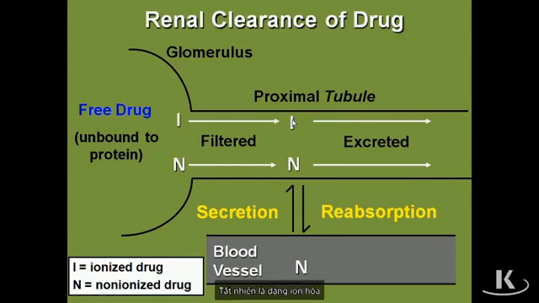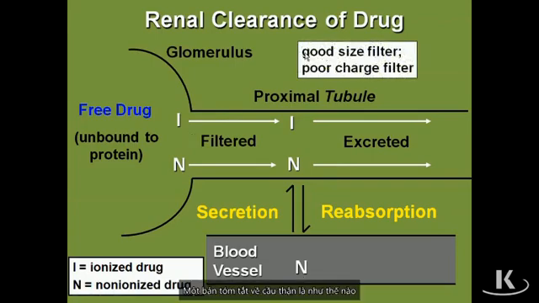The ionized form, of course, is trapped. It cannot cross membranes effectively, so in essence, it is likely to be excreted. The non-ionized form, however, is able to cross membranes, so it is the form that's going to undergo the processes of secretion and reabsorption. So that's a very important visual there for you. Remember, both forms can get filtered. A summary of the glomerulus is that it's a good size filter, but a poor charge filter. Again, to remind you about the size, drugs bound to plasma proteins don't get filtered, but it is a poor charge filter because both ionized and non-ionized forms can be filtered.